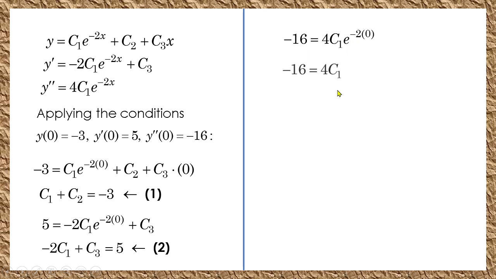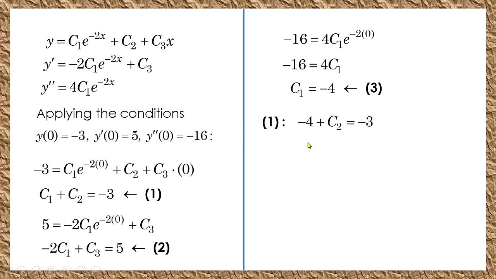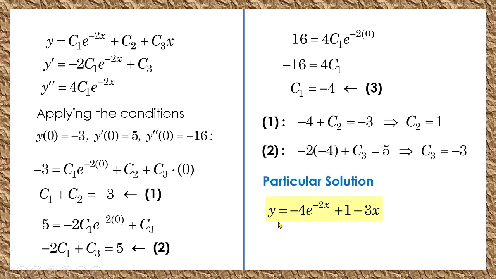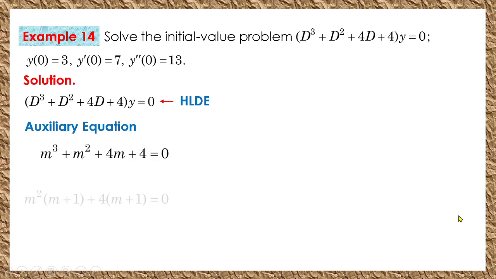Masasolve nyo ng C1. Ano ang C1? Negative 4. Dahil alam niyo na ang C1, makakasolve ka na ng C2. From 1, negative 4 plus C2, ano na ang C2? 1. From 2, makakasolve ka na ng C3, negative 3. So, ang particular solution, y equals C1 e to the negative 2x plus C2 plus C3 negative 3 then times x. Yan ang solution. Okay?